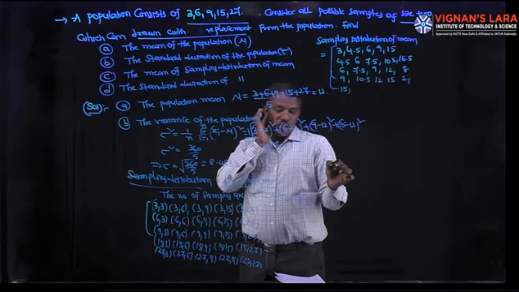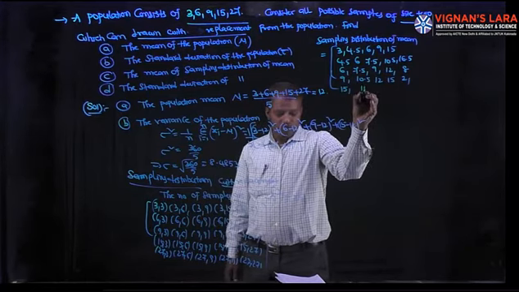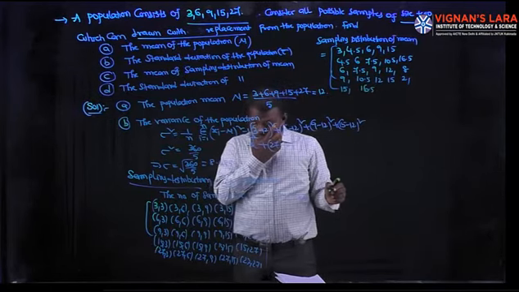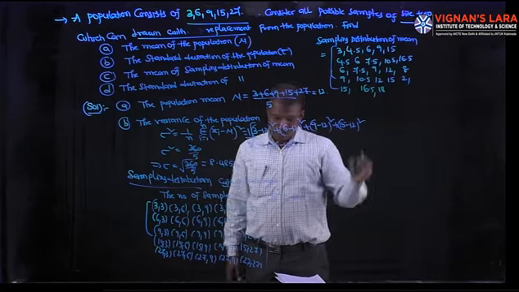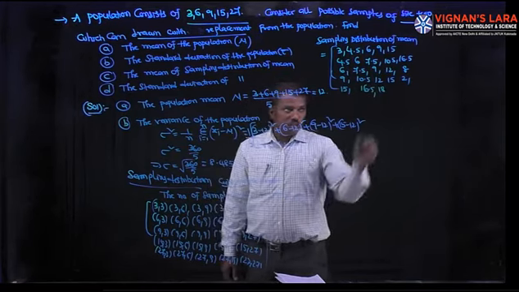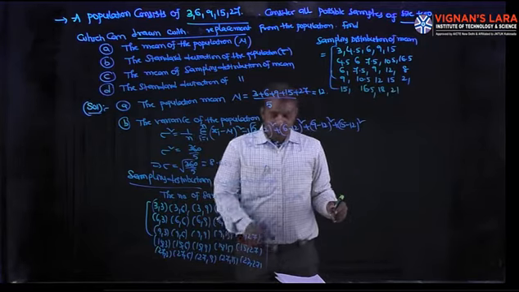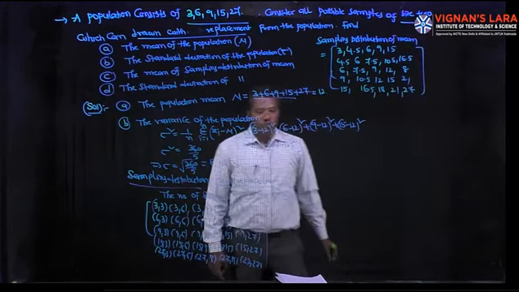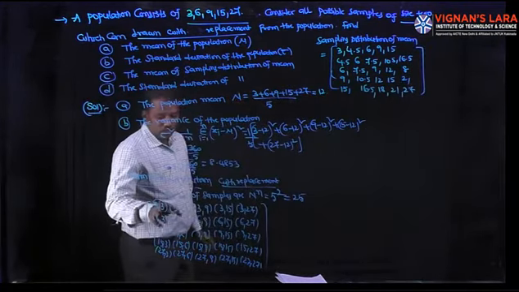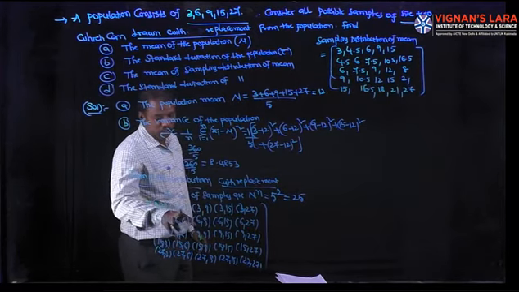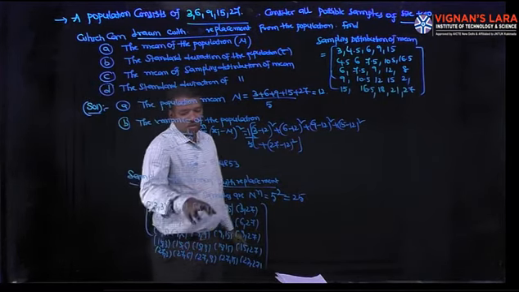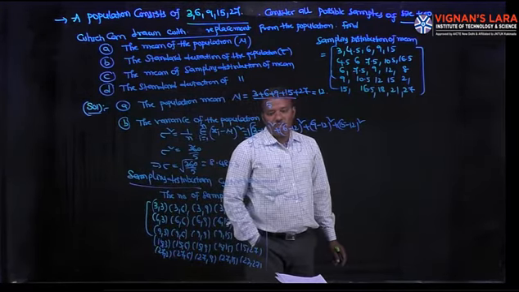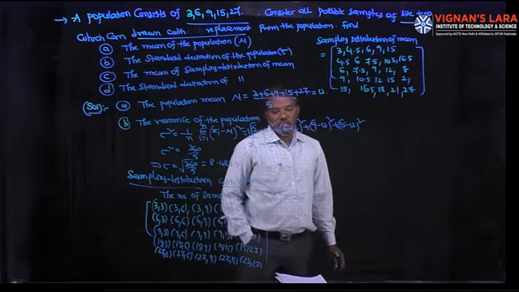27, 6, 33, 33 by 2, 16.5. Next 27 plus 9, 36 by 2, 18. 27 plus 15, 42, 21. 27, 27, 54, mean 27. That is the sampling distribution of mean. All means: 3 plus 3, 6 by 2, 3. 3 plus 6, 9, 9 by 2, 4.5. 3 plus 9, 12, 12 by 2, 6. 3 plus 15, 18, 18 by 2, 9. 3 plus 27, 30, 30 by 2, 15, like that.